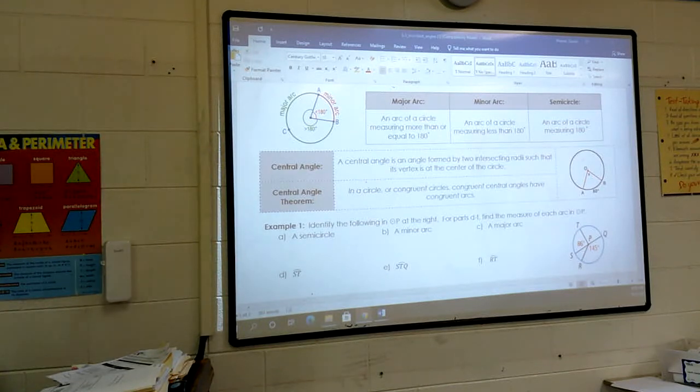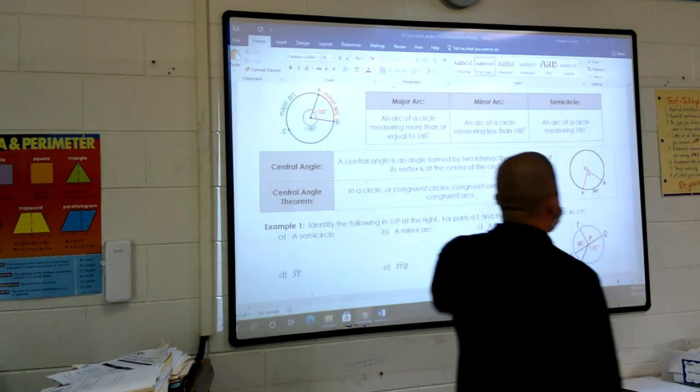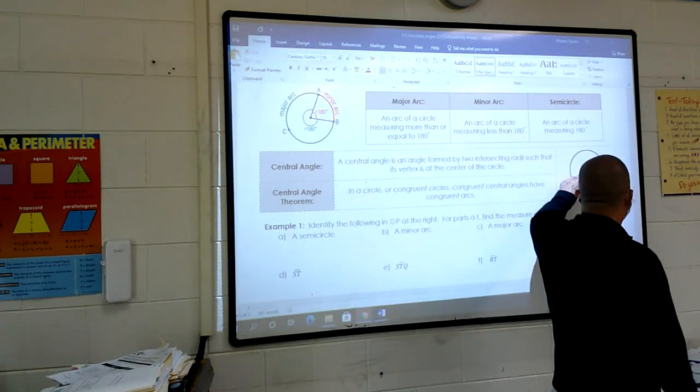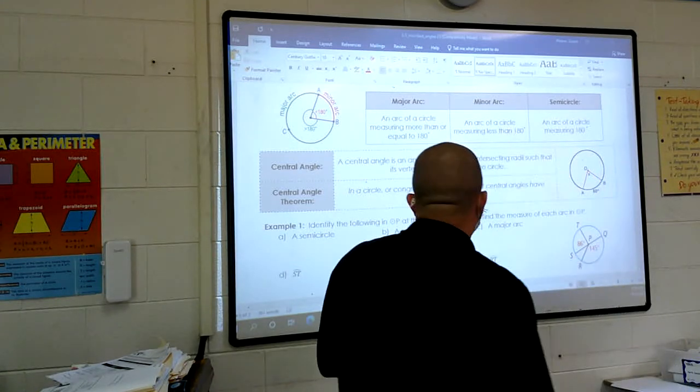A semicircle is that arc that is half of the circle. It's exactly 180. Okay, so again, major and minor should make sense because major is above 180 and minor is below 180. A central angle is an angle formed in the center of the circle. So notice this point is the center of the circle. So that is called a central angle.